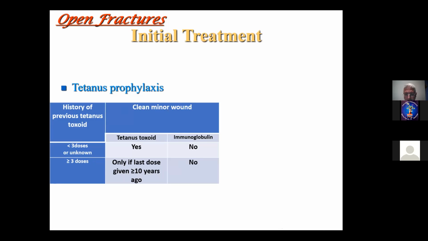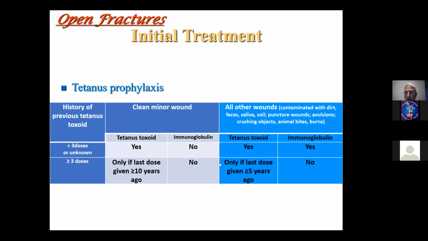The next is all other wounds: the contaminated wounds with dirt, feces, saliva, soil, or puncture wounds, avulsions, crushing objects, animal bites, and burns. The tetanus toxoid is given in all cases if we have less than 3 doses of immunization, and immunoglobulin is going to be taken also. So if we have less than 3 doses of immunization, we are going to take both the tetanus toxoid and the immunoglobulin together.